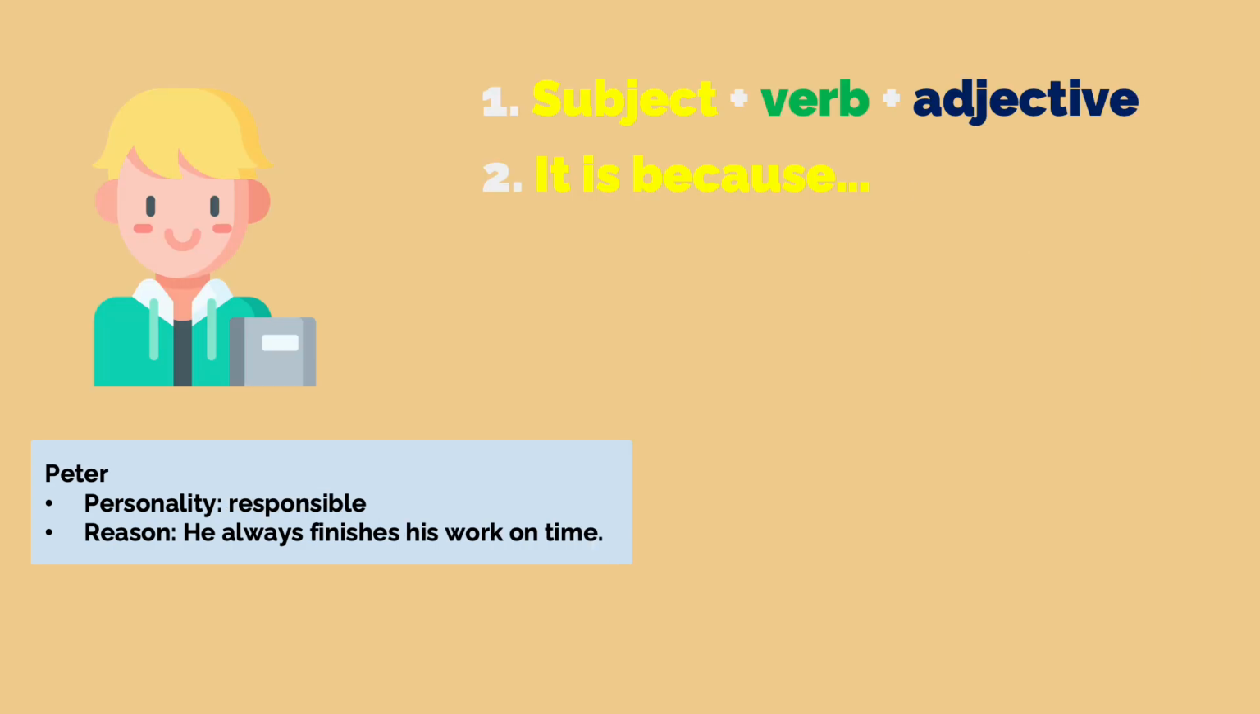Now, imagine the student who you want to vote for is Peter. And how can you make use of the sentence pattern subject plus verb plus adjective to describe his personality? And how can you make use of the sentence pattern "it is because" to talk about why Peter is responsible?